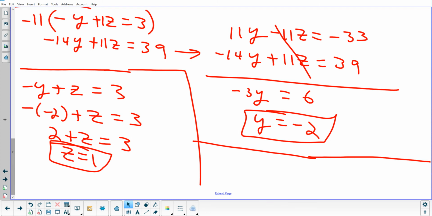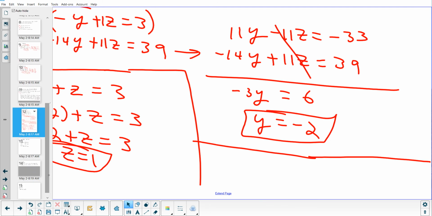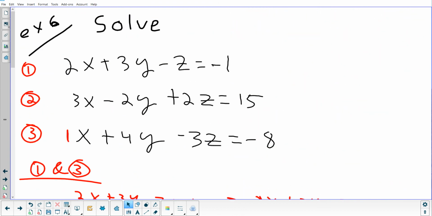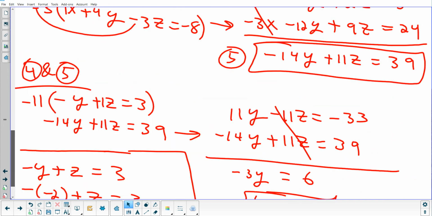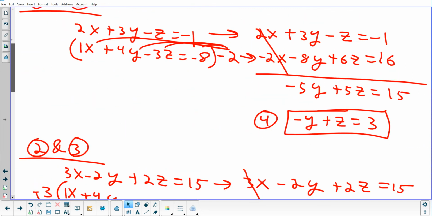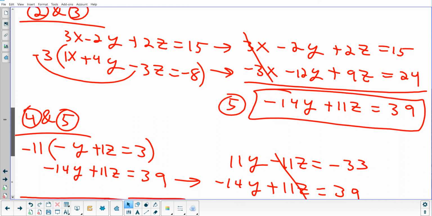And now you just plug y and z back into either original problem. I would pick equation 3 only because you're solving for x and you don't want x to have a coefficient in front of it. So if we do that, we already have one step done. So x plus 4y minus 3z is equal to what?